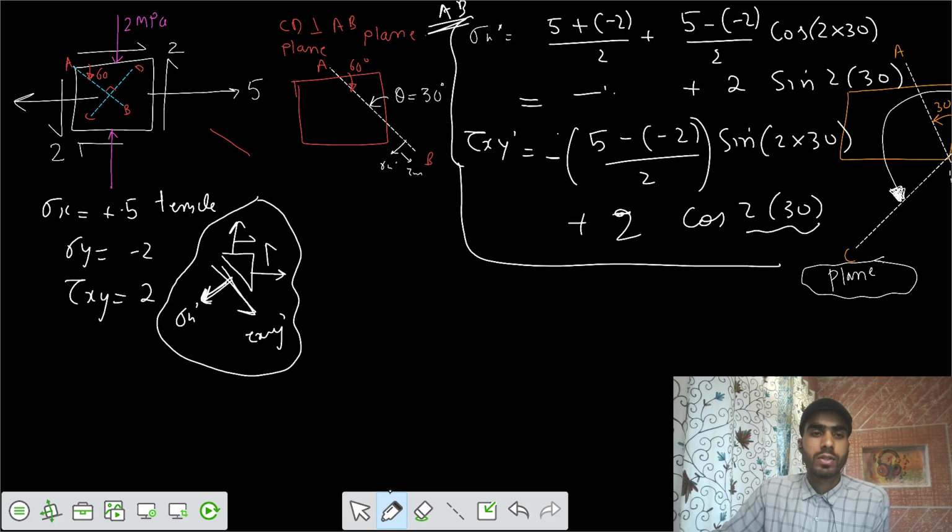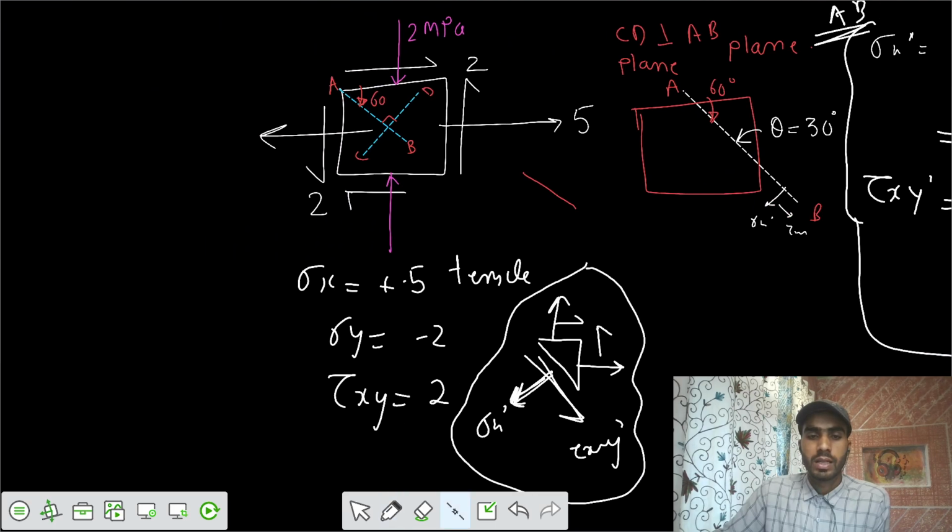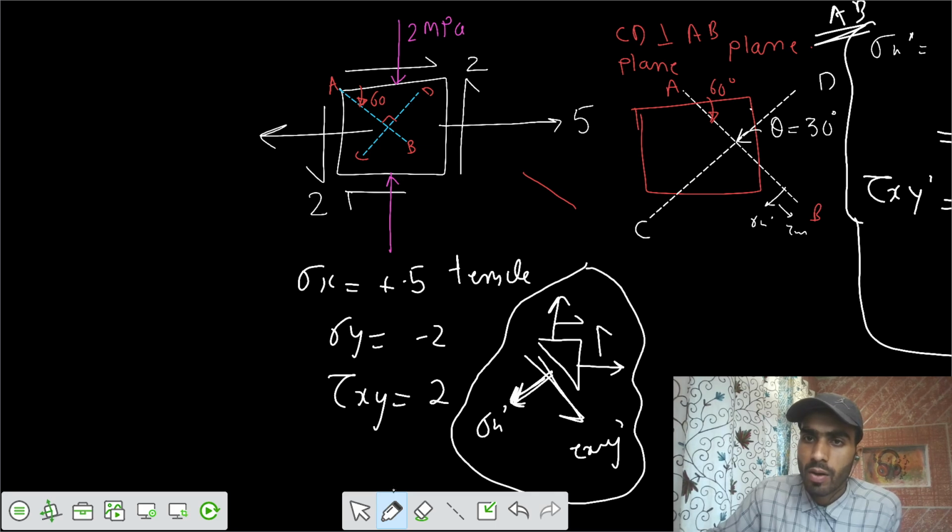If you want the stress values on the plane CD, you need to get the value of theta. Now the next plane would be this one, the CD plane. It's making an angle like this, this is our theta now. So we want to get this value of theta.